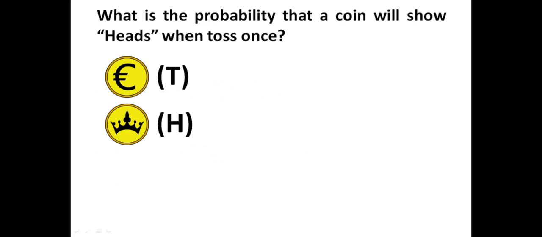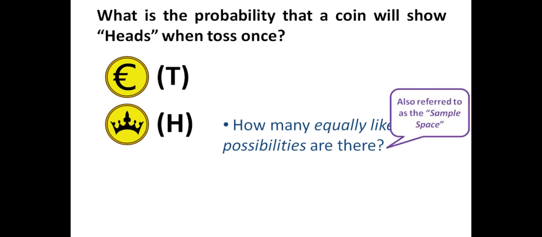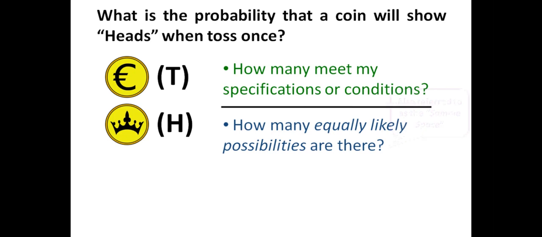In mathematical terms, we would ask then how many equally likely possibilities are there? This is also known as the sample space. In our case, since a coin only has two sides, there are only two possible outcomes. The next question is, of those possibilities, how many meet our specifications or conditions? Mathematically, we write P, which stands for probability, and in between brackets some arbitrary reference to the event whose probability we want to calculate. In other words, the event that meets our condition.